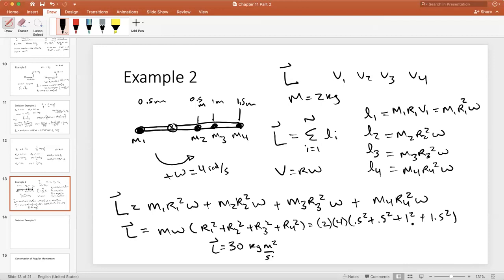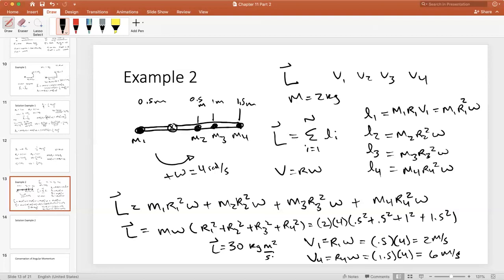Okay. And V1, for instance, I'll let you do all the rest of these, but V1 would be R1 times omega, which is 0.5 times 4, which is 2 meters per second. By contrast, V4 would be R4 omega, which is 1.5 times 4, which is 6 meters per second.